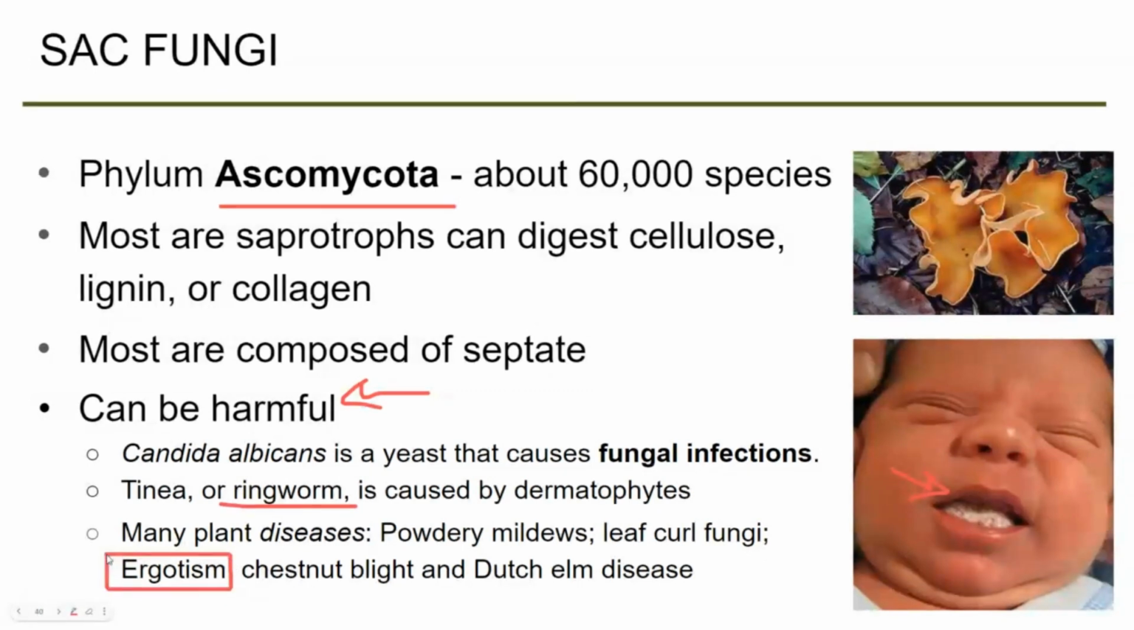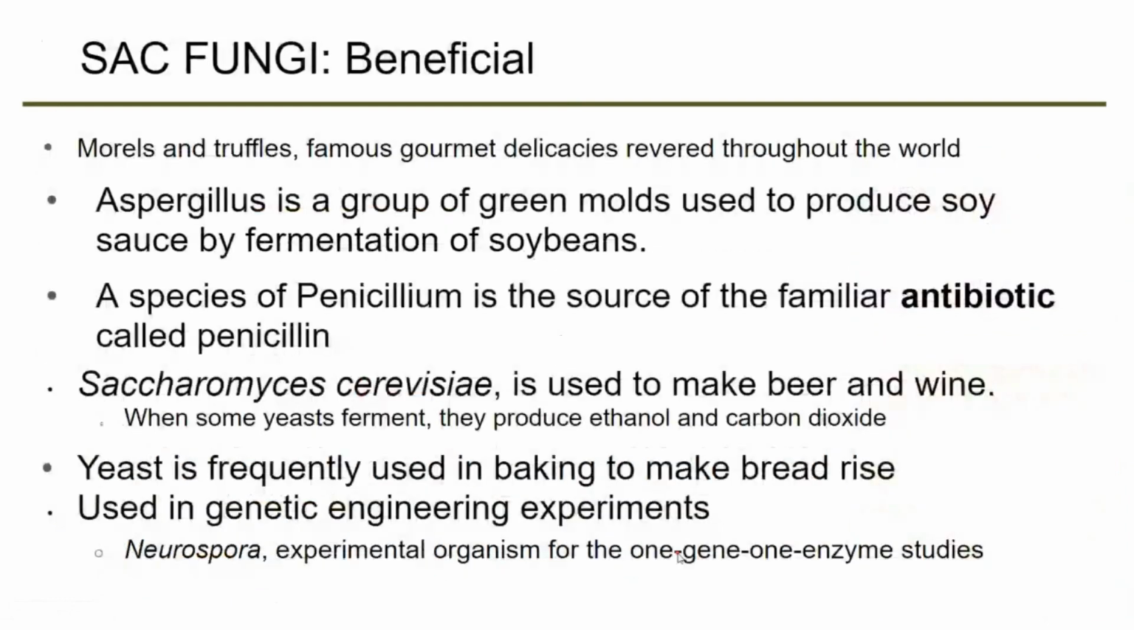Ergot is a fungus that grows on grains like wheat and corn. Some species of ergot, like the corn ergot, can be eaten by humans, but most of it is not. Like the wheat ergot, it's probably not a good idea. Now, some sac fungi can be quite beneficial, such as morels. Morels are those funky looking mushrooms with this weird stuff on top. I'll show you a picture in a second.